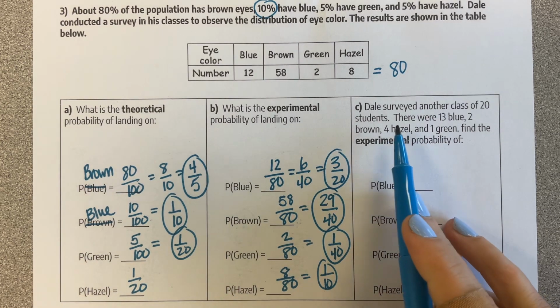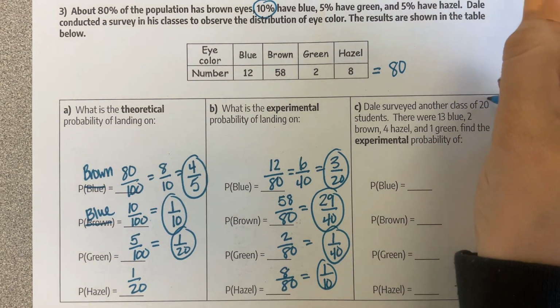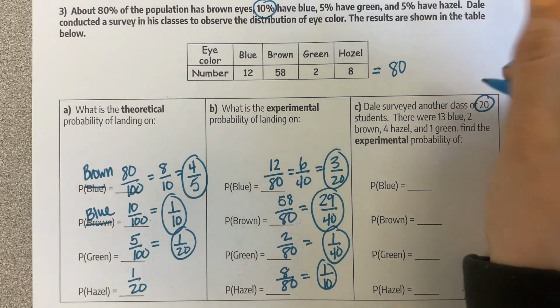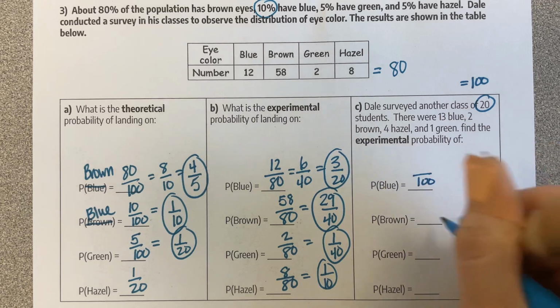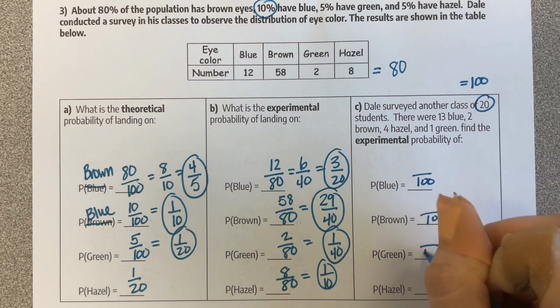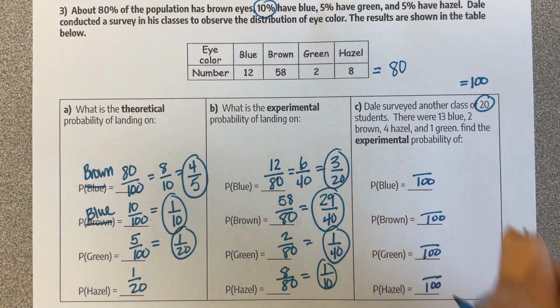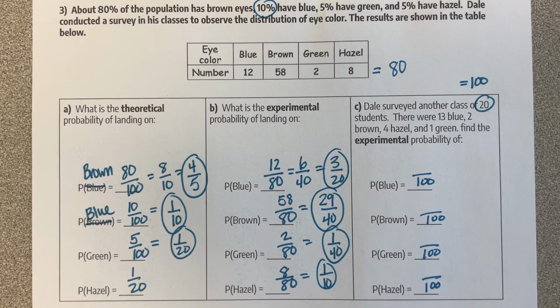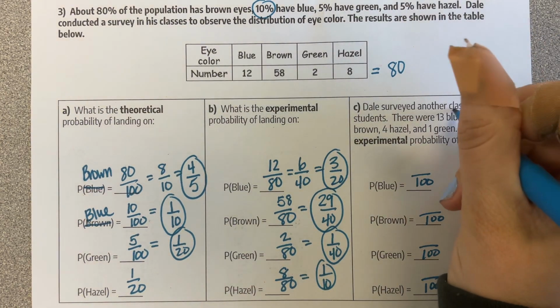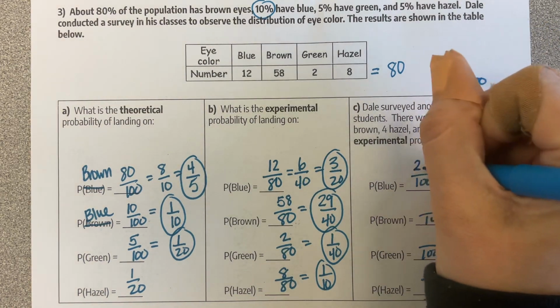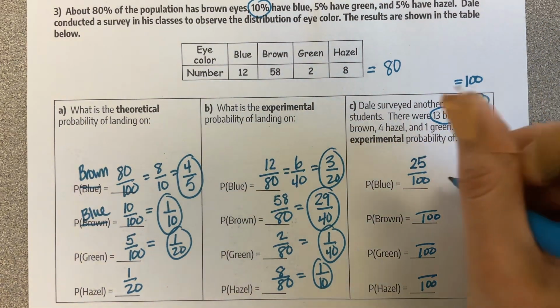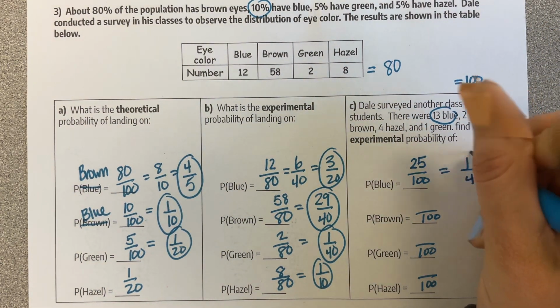All right, now last part. Dale surveyed another class of 20 students. So he had 80, he's interviewed 20 more, so now he has a total of 100. So the denominator in all of these should be 100. There were 13 blue, so we originally had 12. We added 13 for a total of 25. These divide by 25 to become 1/4.